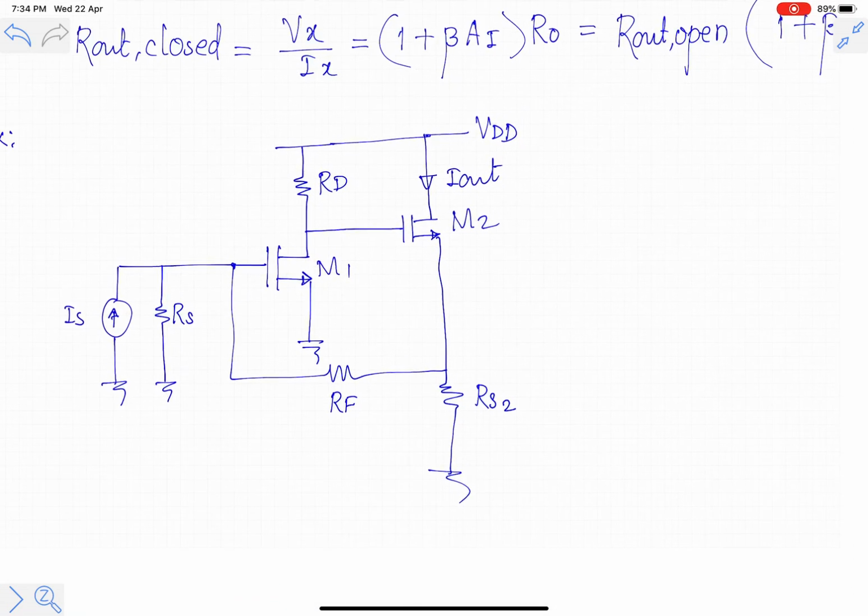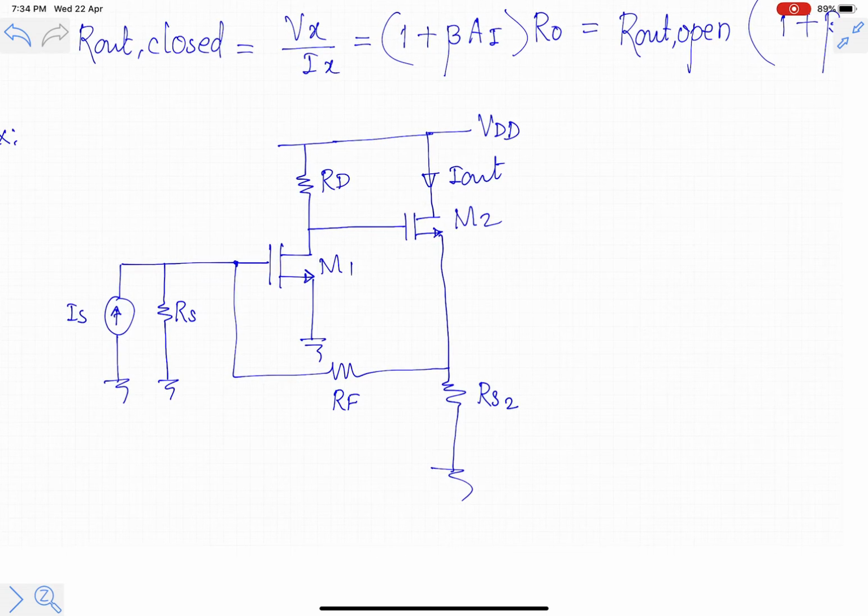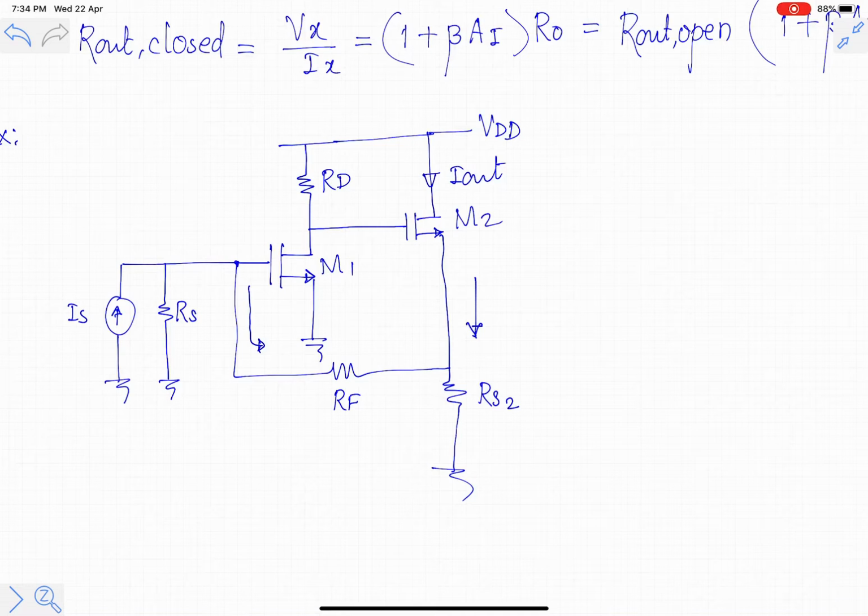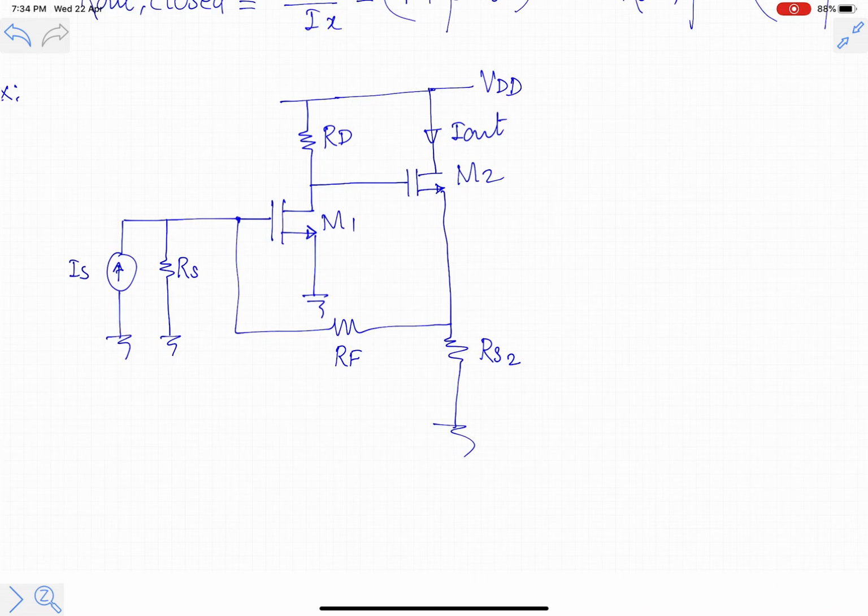Now we should assume that RS2 and RF have been chosen such that there is no loading effect on the input and output side. So if we have to make this current close to zero, we should make RF very large. And to make the resistance in this path zero, so that there is no change in the value of the current I out, RS2 should be very close to zero. So RF is close to infinity and RS2 is close to zero.